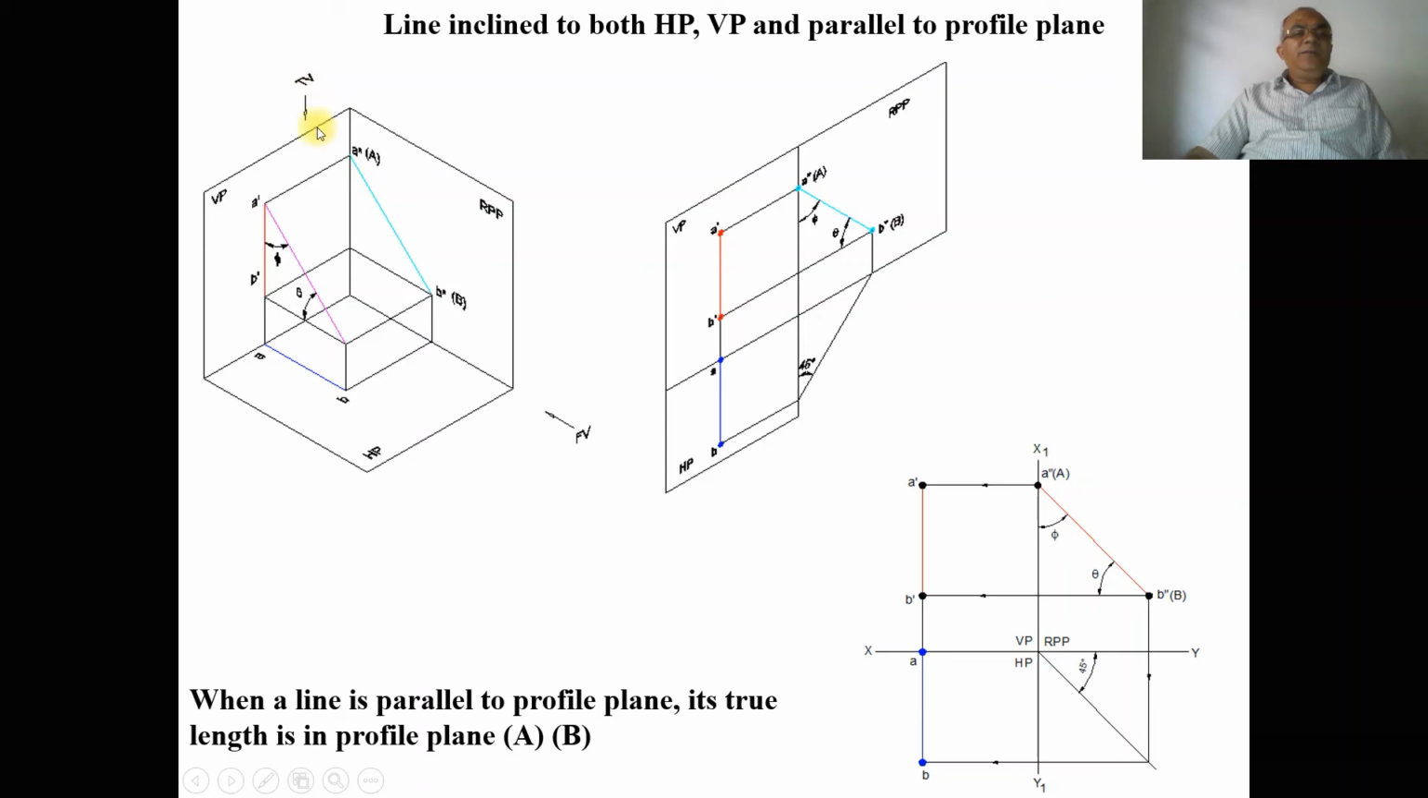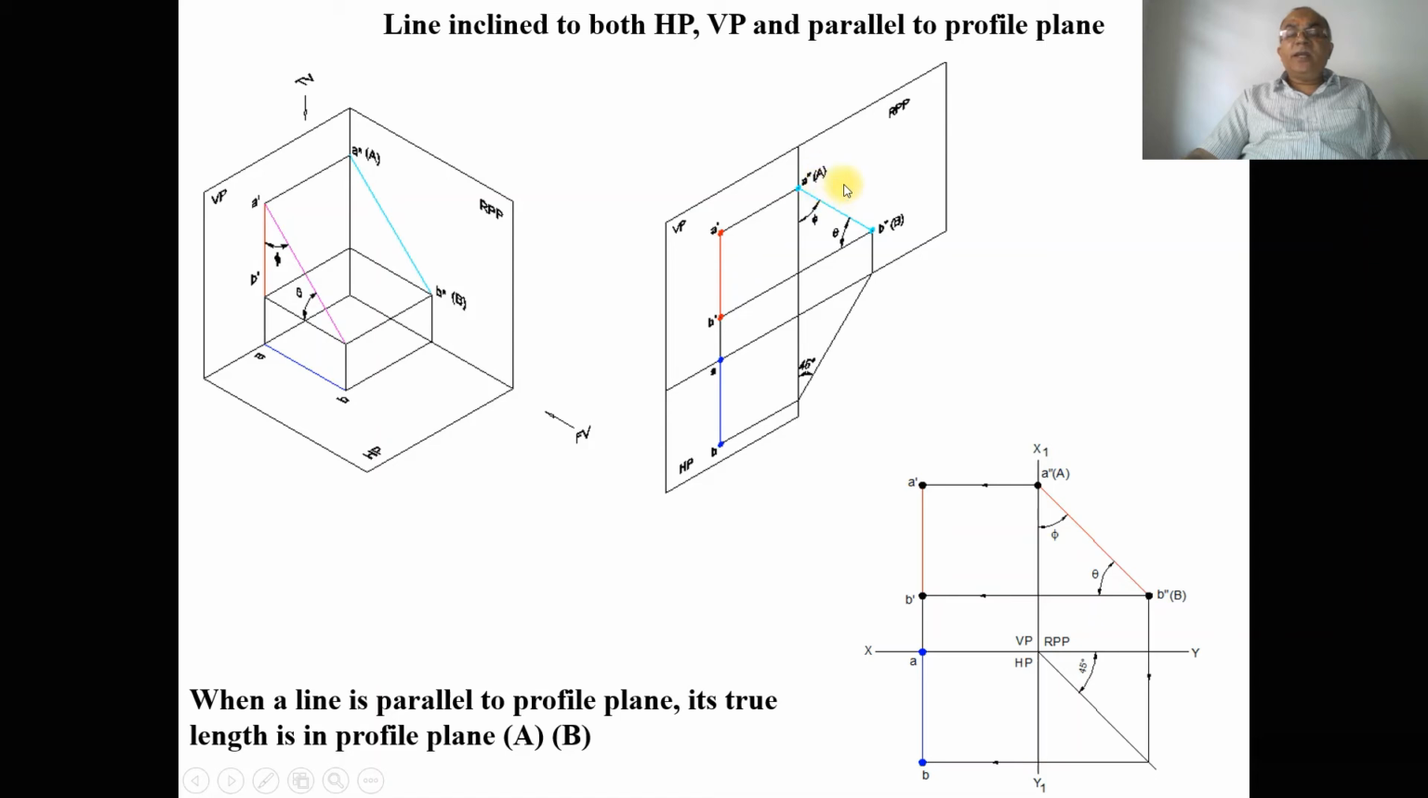Similarly, when you look from the top view, the two endpoints of the line, capital A and capital B, are also equidistant from the profile plane. So that distance can also be seen in the top view. When HP is rotated down and RPP is rotated to the right side, we can see this is the position wherein the two endpoints of the line, both A dash and B dash and A and B, are equidistant from the profile plane. So now the line is parallel to the profile plane. Since the line is parallel to the profile plane, we can see the true length in the profile plane.